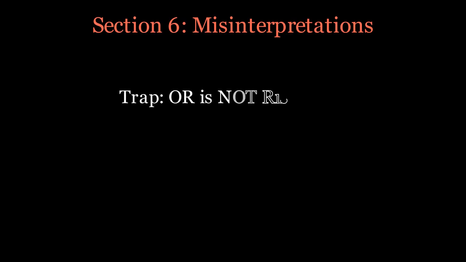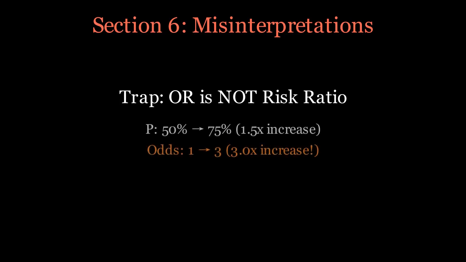Section 6. Misinterpretations and common pitfalls. The biggest trap is thinking an odds ratio is the same as a risk ratio. When an event is rare, they are similar, but when events are common, the odds ratio significantly overstates the effect.